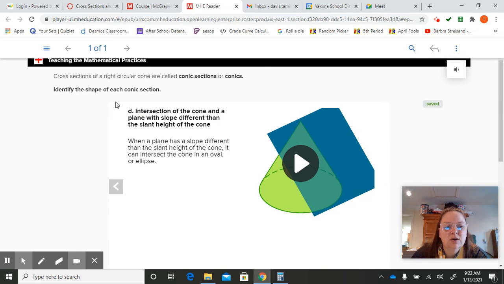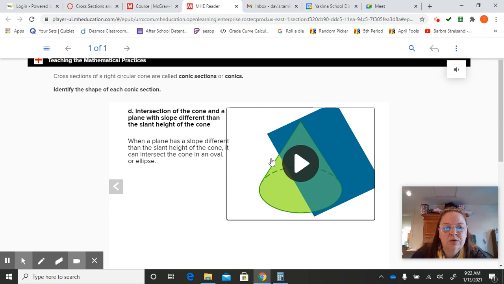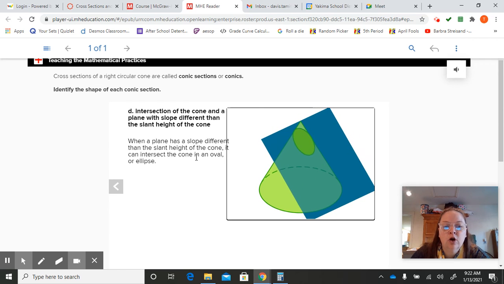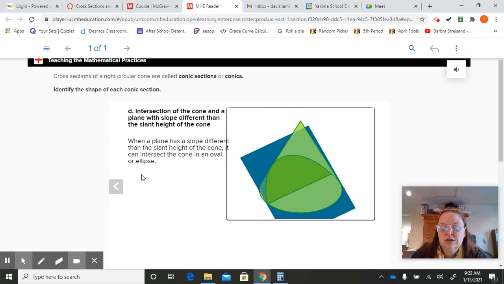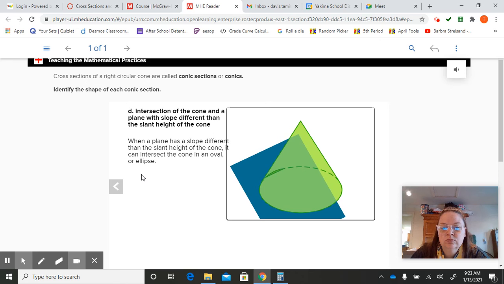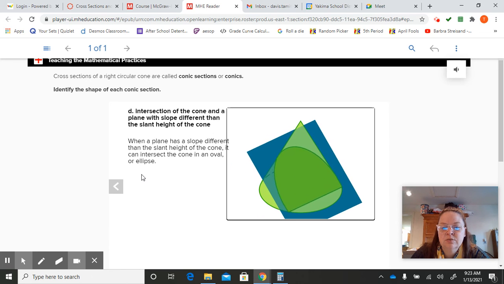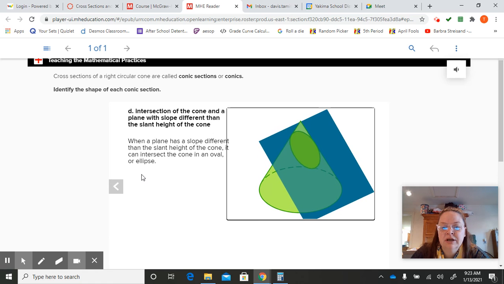And the intersection of the cone and a plane with a slope different than the slant height. So this has a steeper or a flatter slope. When the plane has a slope that is different than the slant height of the cone, it can intersect the cone at an oval or ellipse. So notice it's not a perfect circle. You kind of get some weird shapes going on in there.